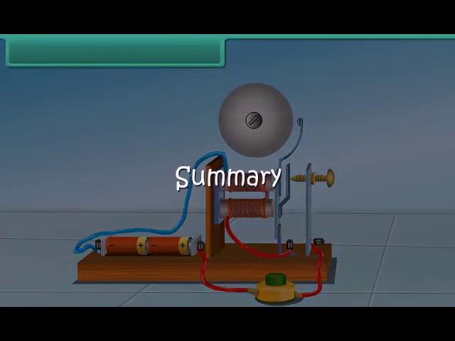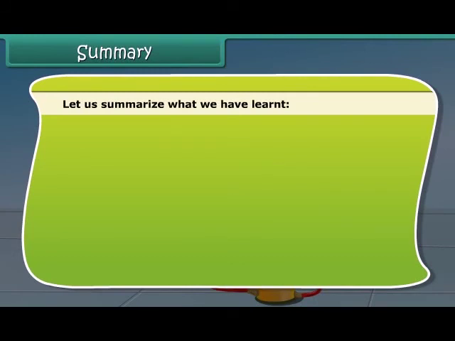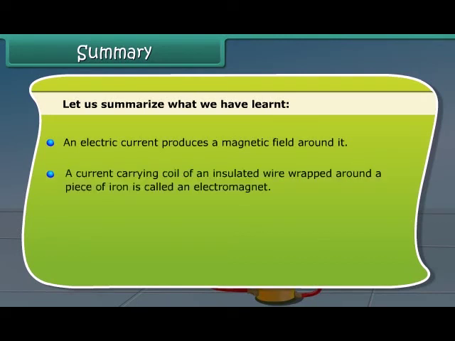Summary. Let us summarize what we have learned. An electric current produces a magnetic field around it. A current-carrying coil of an insulated wire wrapped around a piece of iron is called an electromagnet. Electric bell functions on the principle of electromagnet.